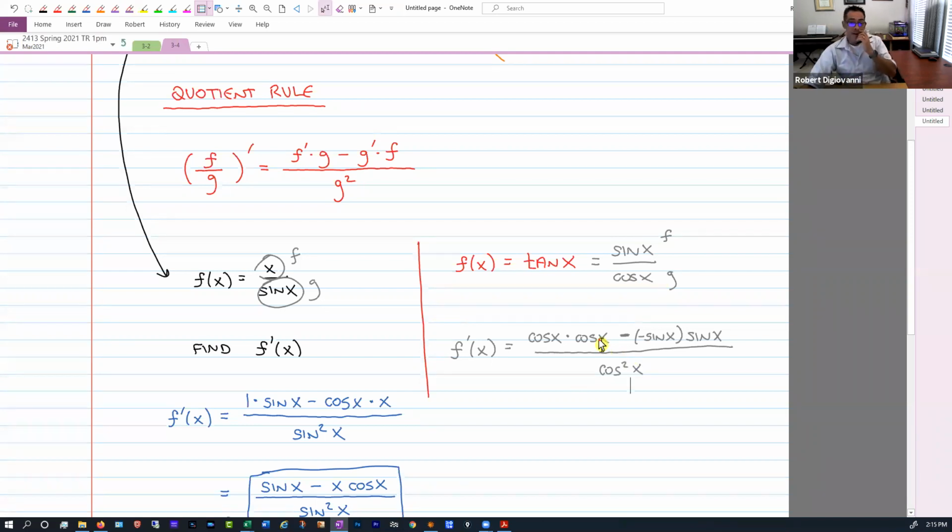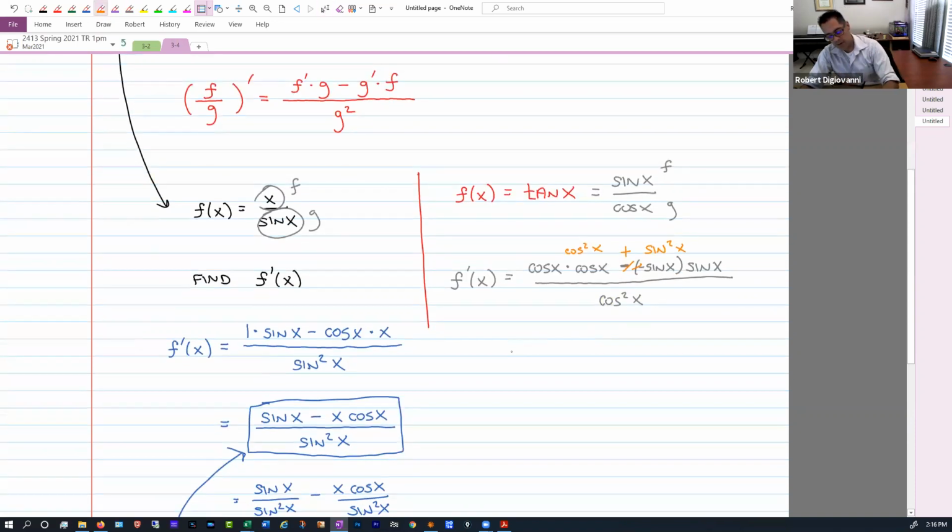Do y'all see what happens up top? See how that minus minus becomes a plus? So you have cosine squared x plus sine squared x on top. And that, by the Pythagorean identity, is equal to 1. So we get 1 over cosine squared x, which is the same as 1 over cosine x squared, but 1 over cosine is secant, so this becomes secant x squared, which is why the derivative of tangent is secant squared x.